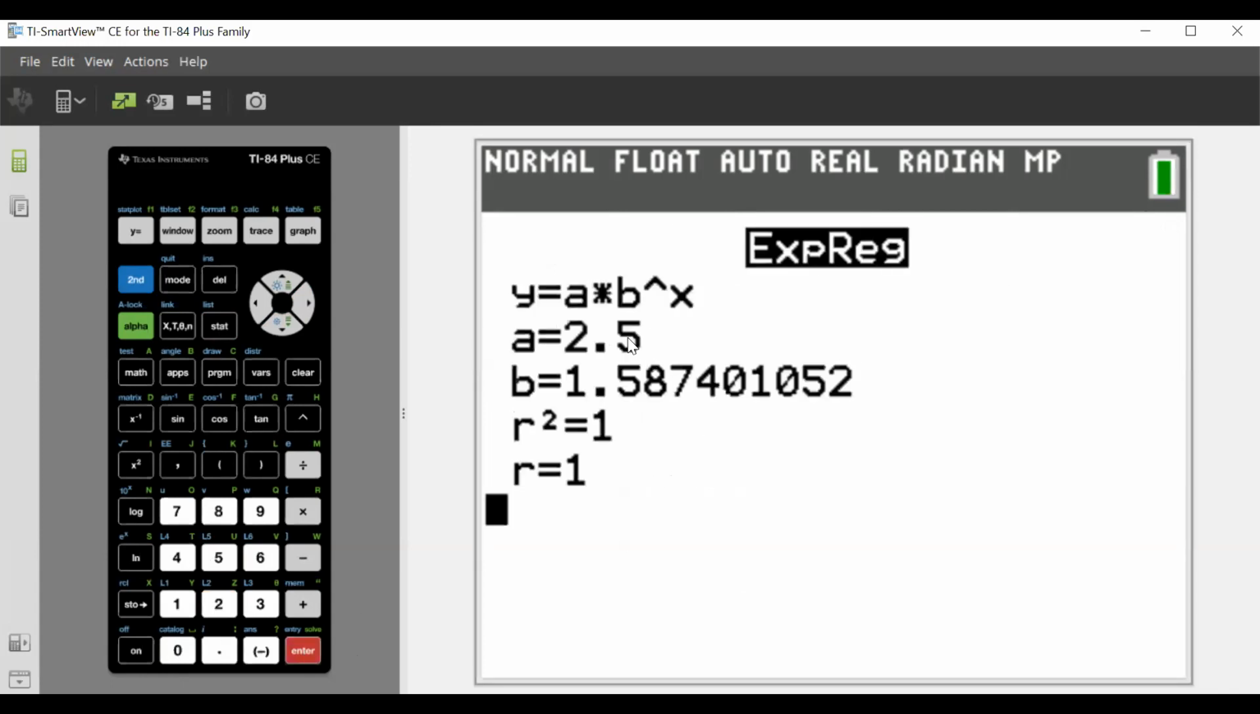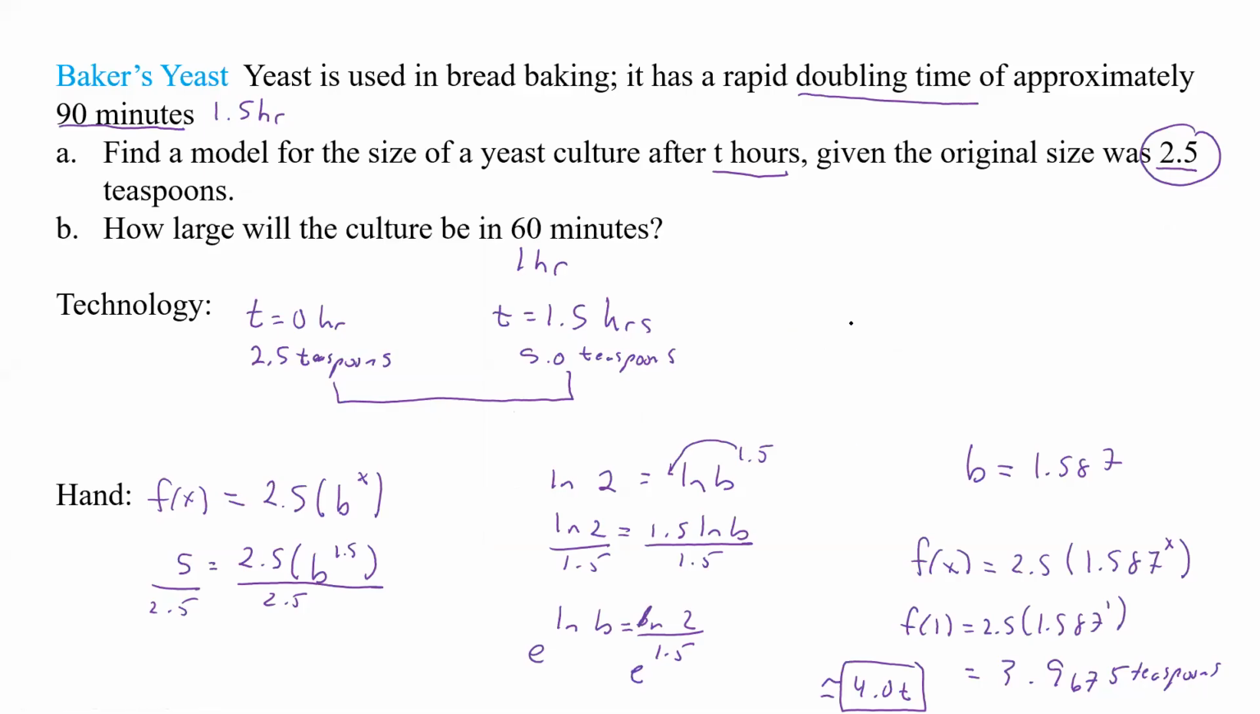Now we have to remember to put that back to L2, and then we can go down and calculate it. And we have a equals 2.5, which is what we found. b is 1.587, which is what we found. And so that's exactly the same thing we got here. So we get f of x equals 2.5 times 1.587 to the x, and that was pretty easy, okay?